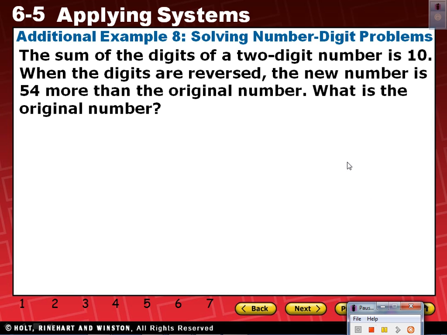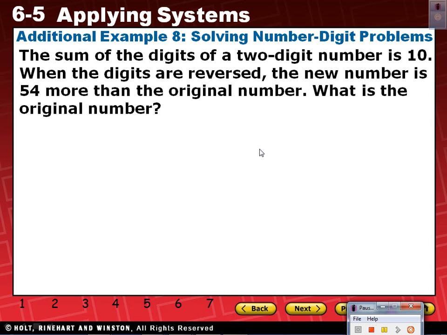So let me reread the problem again. It says, the sum of the digits of a two-digit number is 10. When the digits are reversed, the new number is 54 more than the original number. What is the original number? Are we there so far? Okay. Some of you are like, kind of sinks in, but not quite, so that you have an idea what we're talking about. When they're talking about a two-digit number, I'm going to think of a two-digit number, and I'm going to say 23.